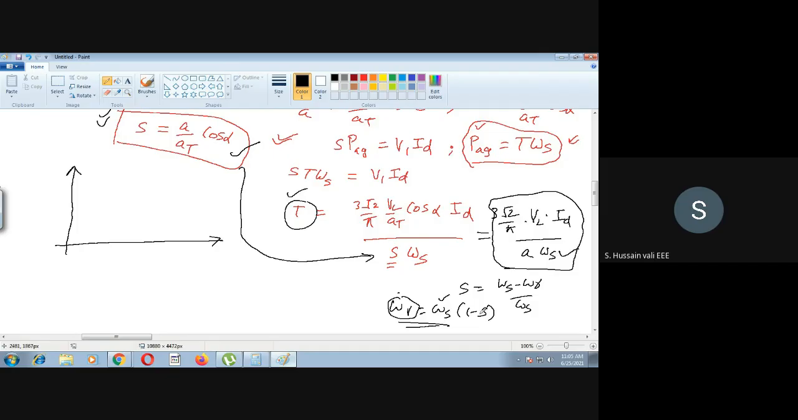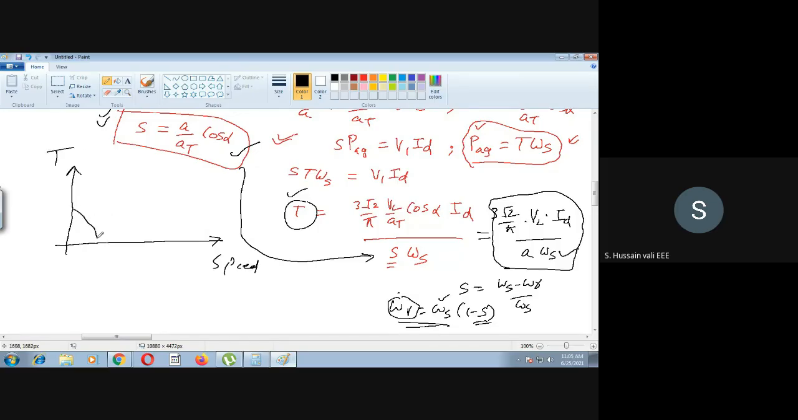So once again you will get the slip here, and that slip is a function of cos alpha. So it is up to us. Then one thing you can say is that the torque and the speed are inversely related. If they are inversely related, I will take this as torque and this as speed.